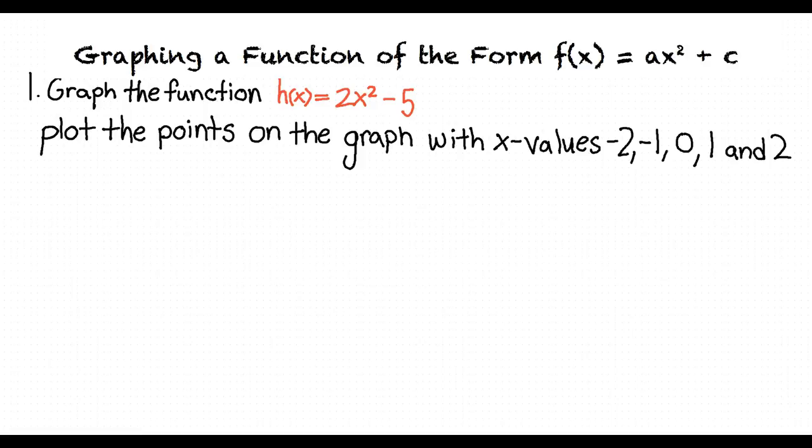Our function h of x equals 2x raised to the second power minus 5 is of the form f of x equals ax raised to the second power plus c. The a value of our function is the numerical coefficient in front of x raised to the second power, and the c value is the y-intercept. In this situation, the value of a is 2 and the value of c is -5.